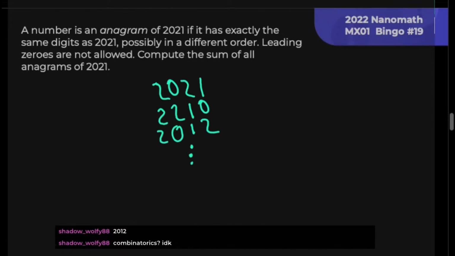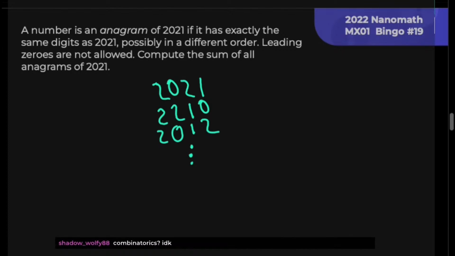Yes, it would be combinatorics. Okay, so how many start with 2? We have 2 and then some permutation of the other 3 numbers, right? So that would be 6 total that start with 2, because it can't start with 0.